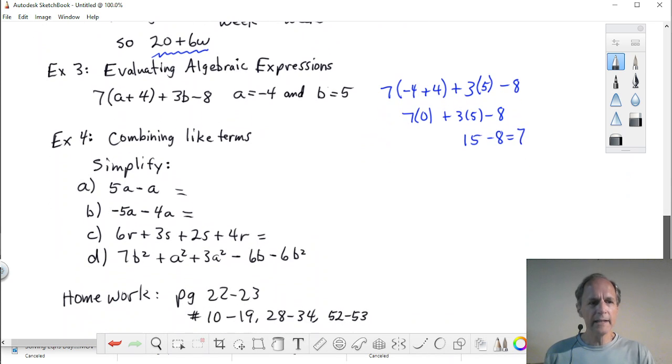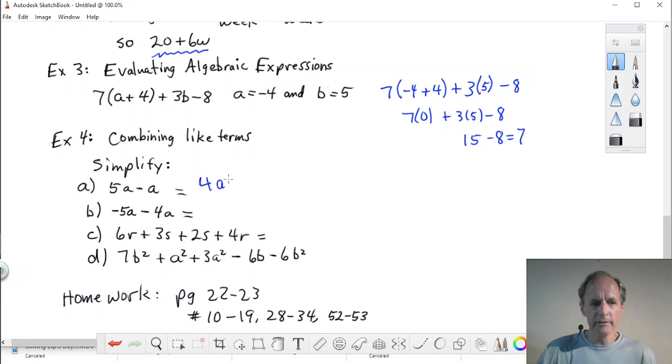Okay, combining like terms. In an expression, one of the steps of simplifying is combining like terms. Like terms have the same variable raised to the same power. So here we have like terms, 5a and a. Those are like terms because the variable's the same. It's a. The power is the same. There's no exponent, so it's raised to the power of 1. 5a minus a is 4a.